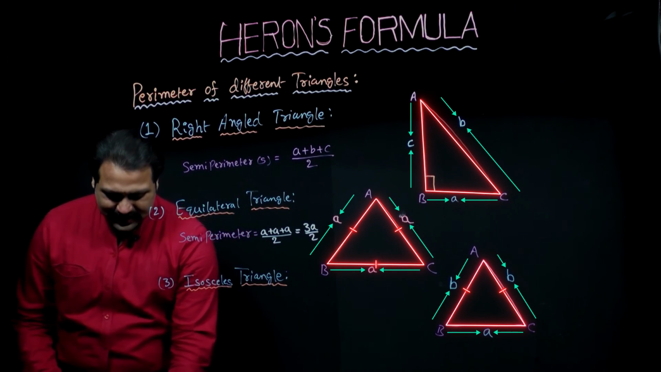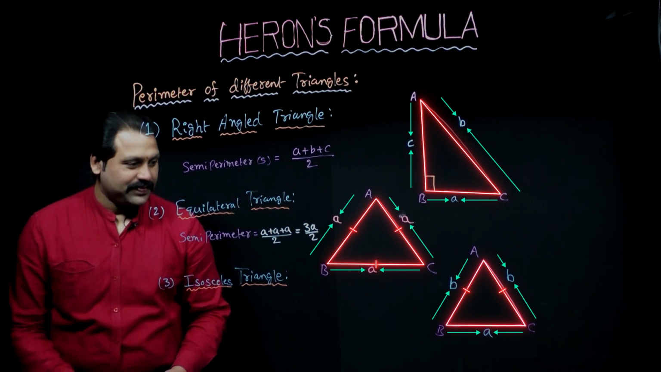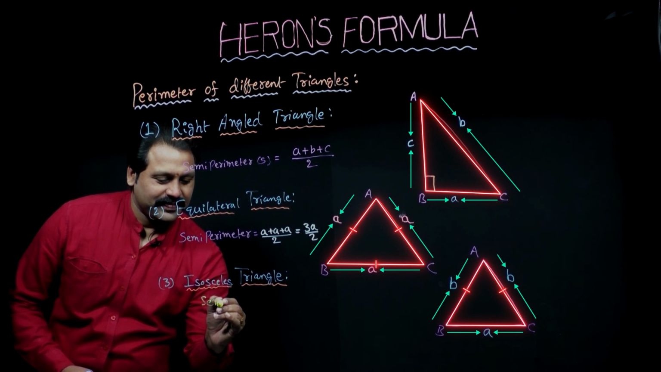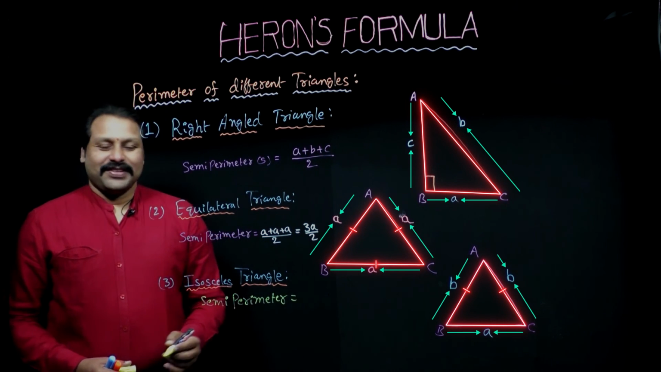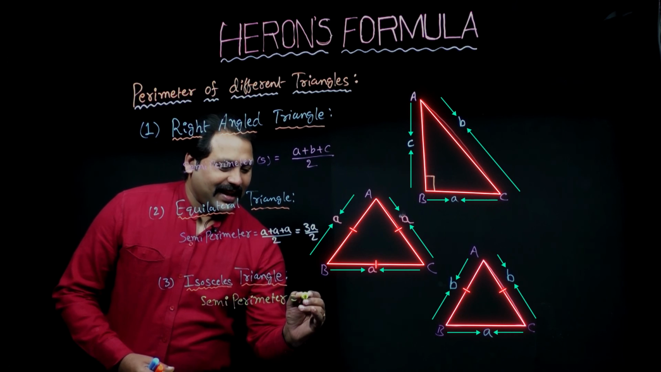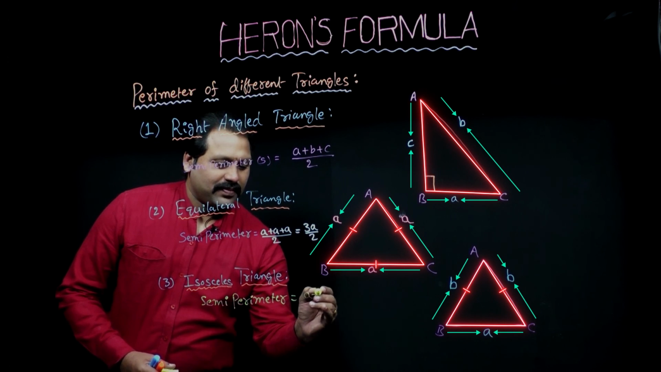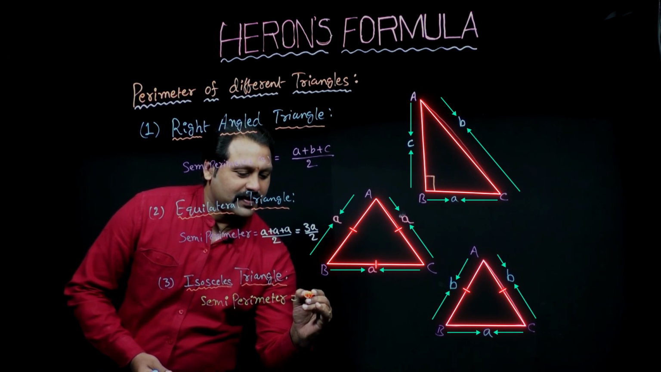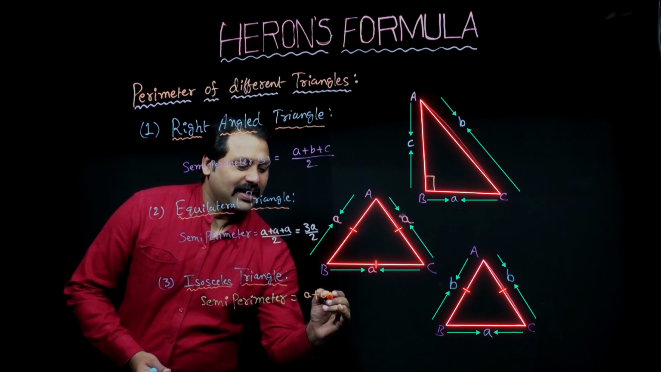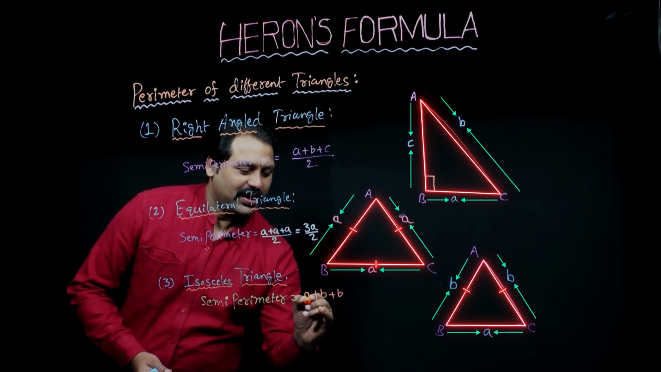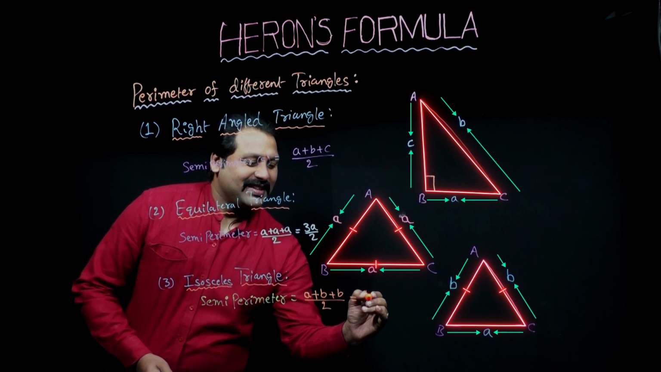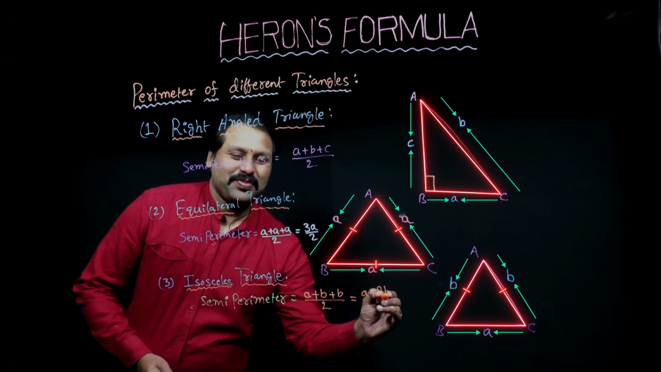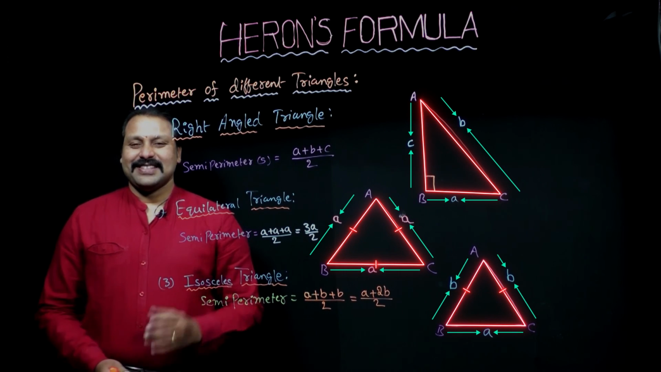Now, what is the semi-perimeter? It is going to be a plus b plus b whole divided by 2. It gives (a plus 2b) by 2. Please have a look.